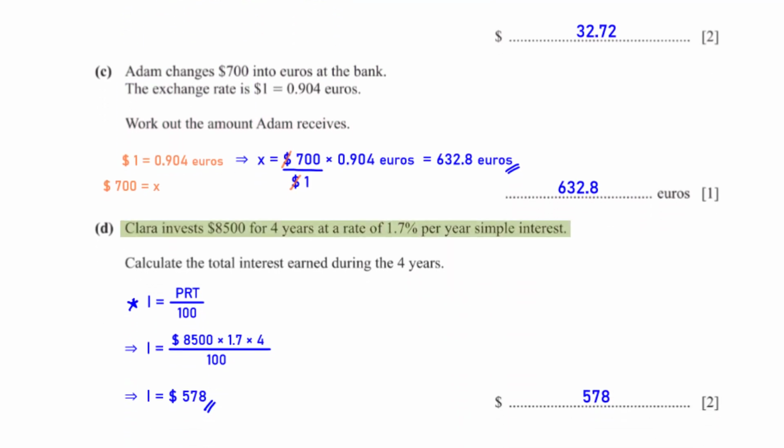Clara invests $8,500 for 4 years at a rate of 1.7% per year simple interest. Calculate the total interest earned during the 4 years. For simple interest, we can use this formula to calculate the amount of interest earned. The principal P is $8,500. The annual rate R is 1.7%, and the time duration in years T is 4. When we type this into the calculator, we get $578.